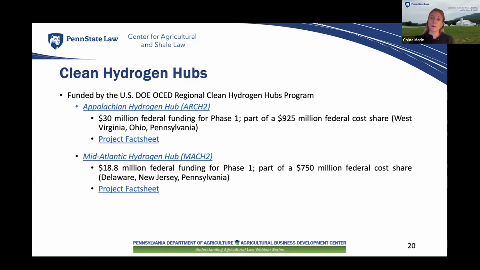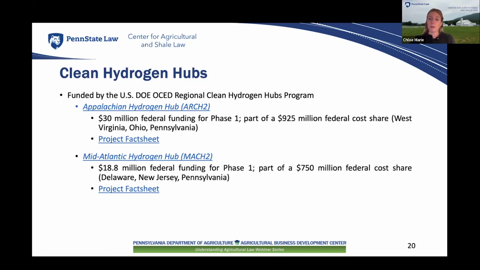To give you some context, the 2021 Bipartisan Infrastructure Law created a program, the Regional Clean Hydrogen Hubs Program, to support the development of hydrogen hubs across the United States. And the U.S. Department of Energy's Office of Clean Energy Demonstrations is leading the charge to select these networks and promote hydrogen as a clean energy source. So the OCED has already awarded $30 million to the Appalachian Hydrogen Hub to kick off its first phase. So this phase focuses on planning, designing, and engaging with communities and labor groups.